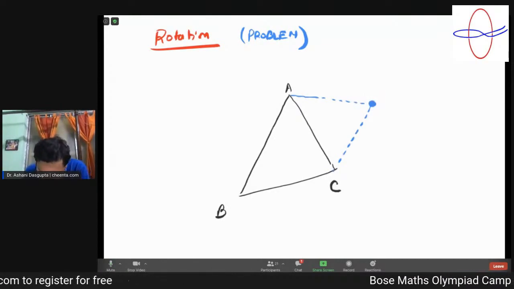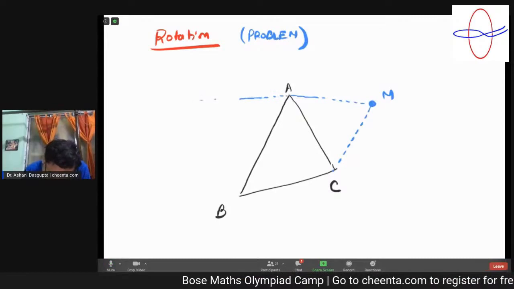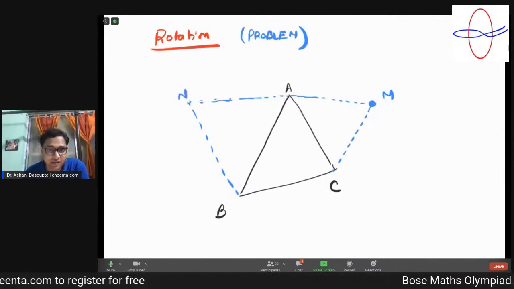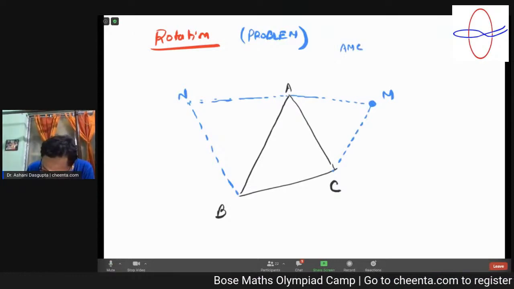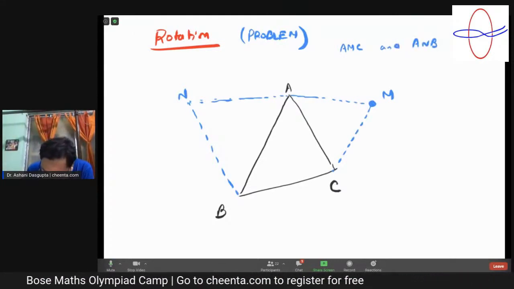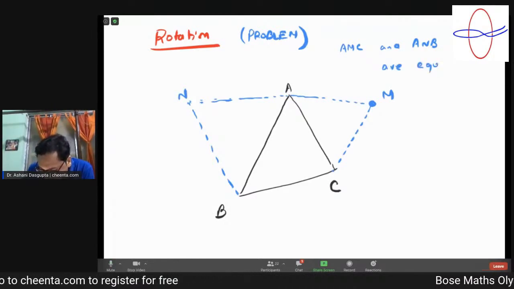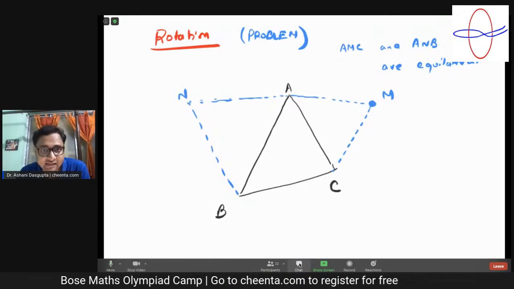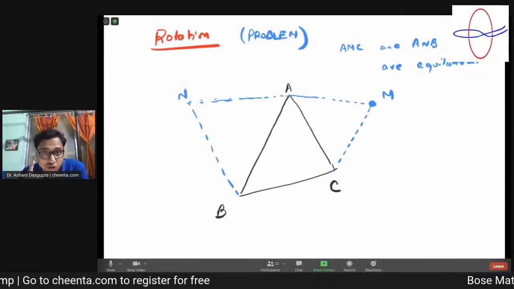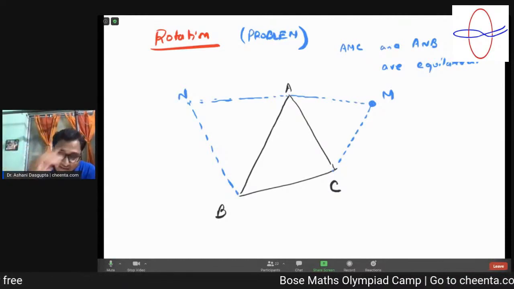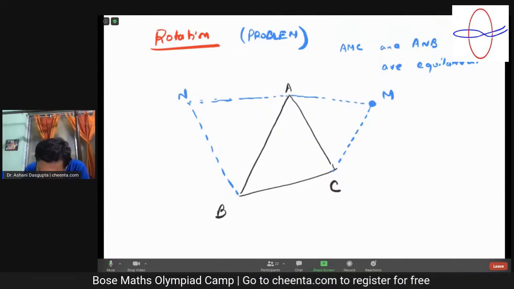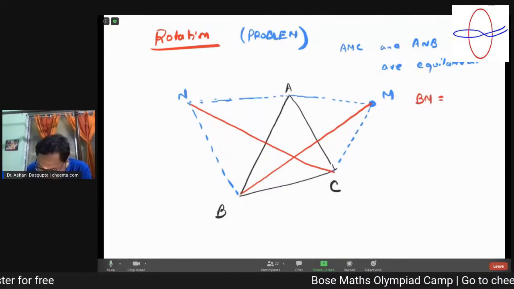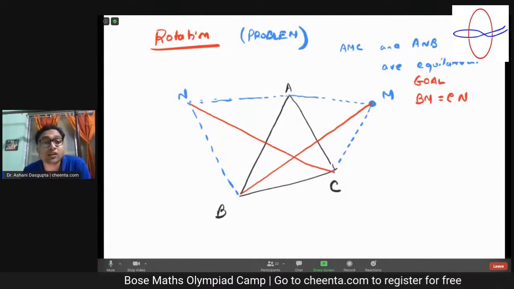Let's call these AMC and ANB. So AMC and ANB are equilateral. Okay, great. So we have two equilateral triangles like this. We want to show that BM is equal to CN. That's our goal. This is what we want to show.